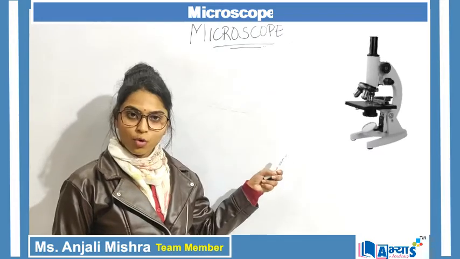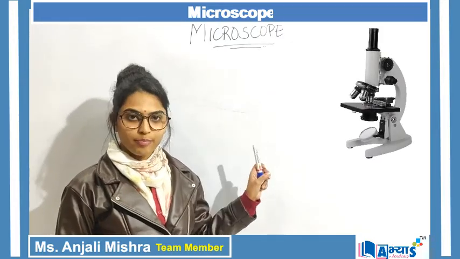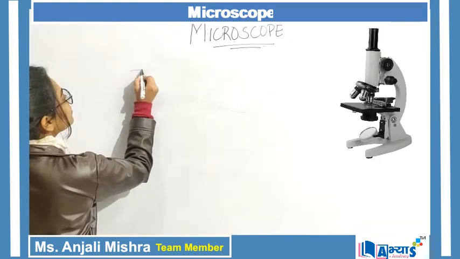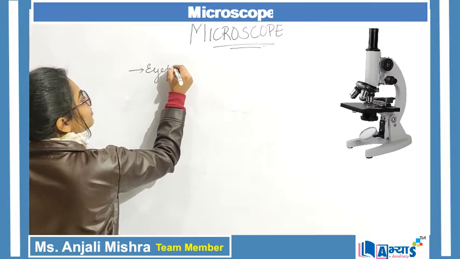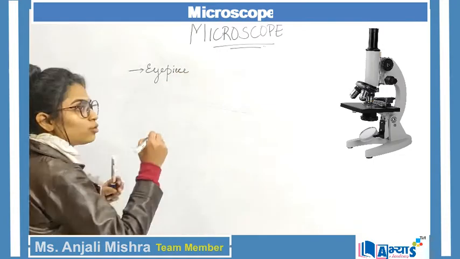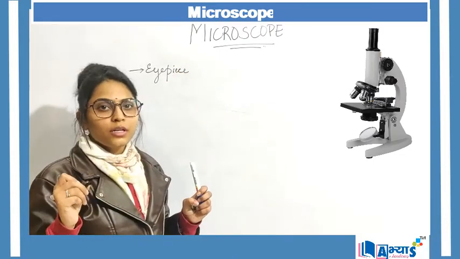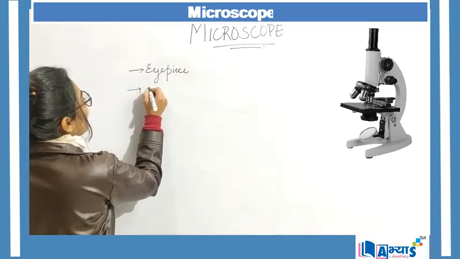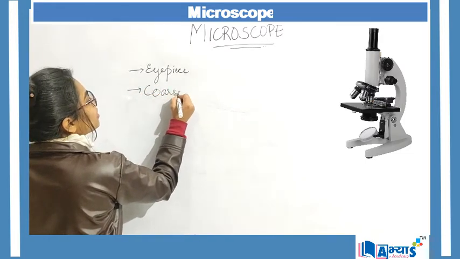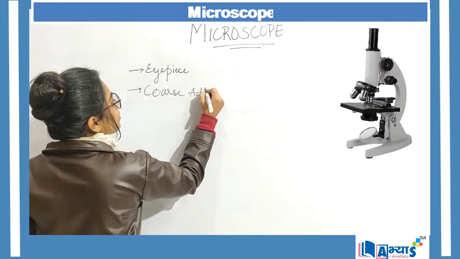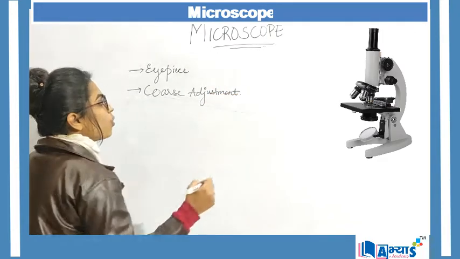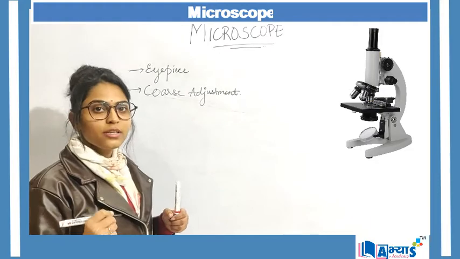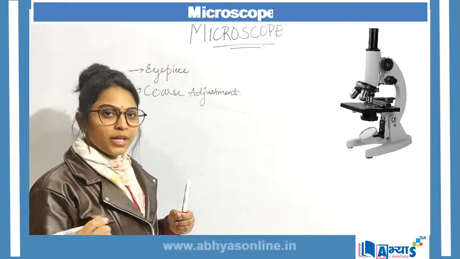As you can see in this picture, the compound microscope consists of different parts. They are the eyepiece, through which the object is viewed, and the coarse adjustment. Coarse adjustment is for adjusting the stage where the slide is placed.